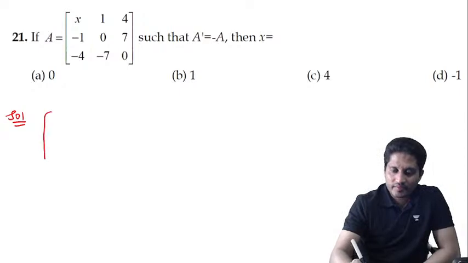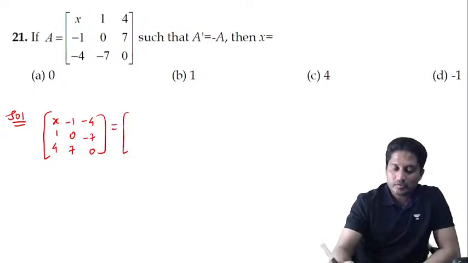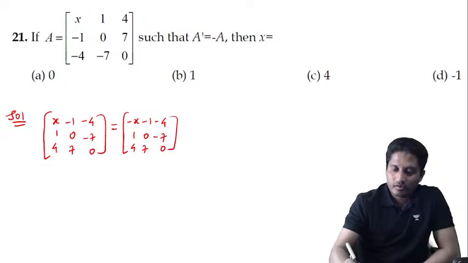Otherwise, if I equate this, A transpose is 1, 4, x, 1, 4, and then minus 1, 0, 7, minus 4, minus 7 and 0. This is A transpose, sorry. Minus A will be equal to minus 1, minus x, minus 1, minus 4, 1, 0, minus 7, 4, 7, 0. Now if I equate x is equal to minus x, 2x should be equal to 0, x is equal to 0.